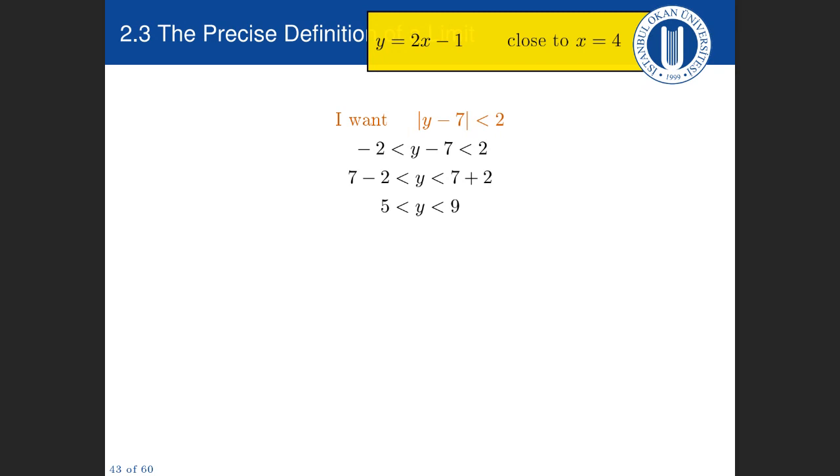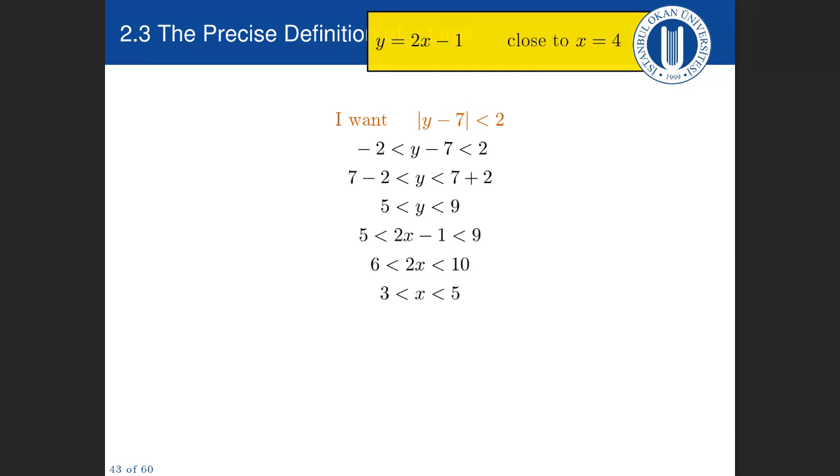Okay, but what's y? Look at the yellow box at the top. y means 2x minus 1. So what I want is 2x minus 1 is between 5 and 9. Let's add on 1 to each of these. We're going to do 5 plus 1, 2x minus 1 plus 1, and 9 plus 1. I want to have that 2x is between 6 and 10. Divide everything by 2. 6 divided by 2, 2x divided by 2, and 10 divided by 2. I want to have that x is between 3 and 5.